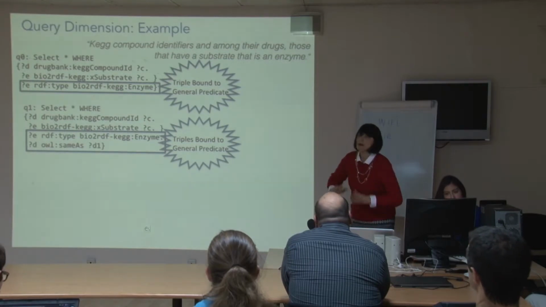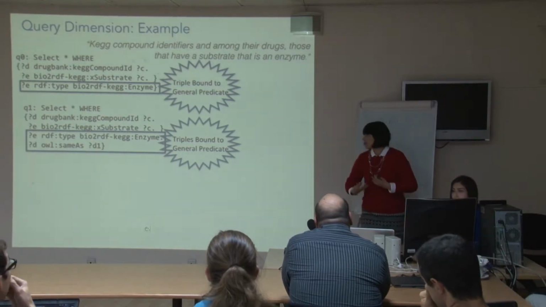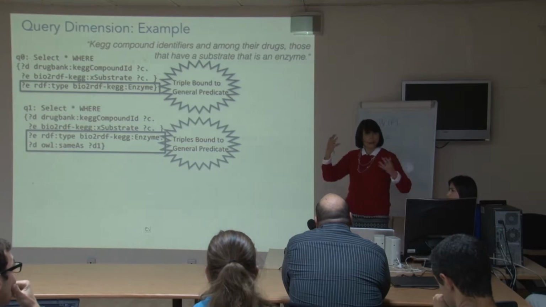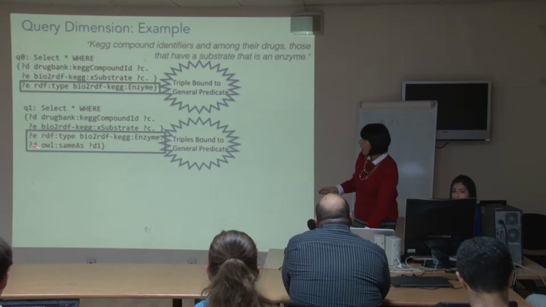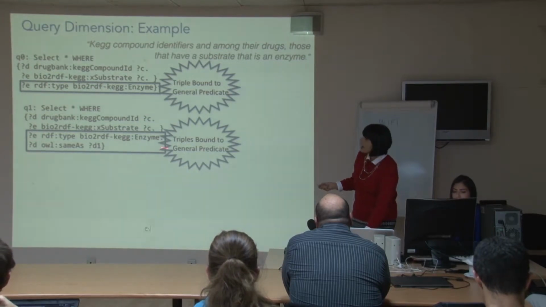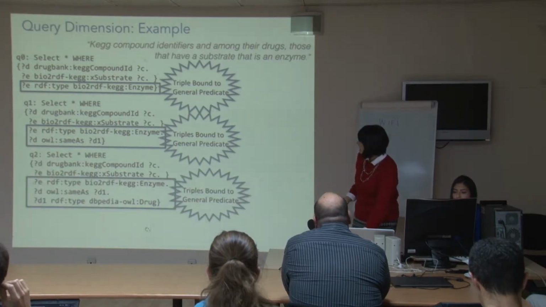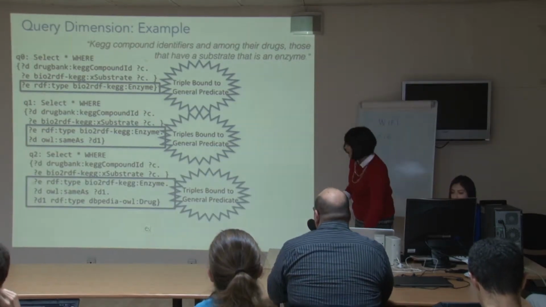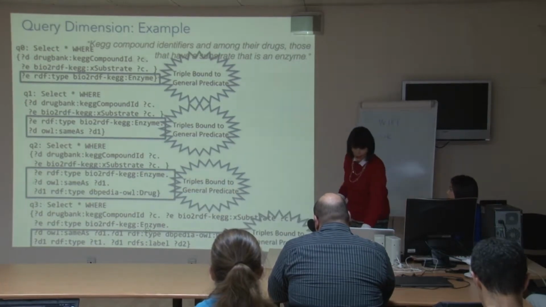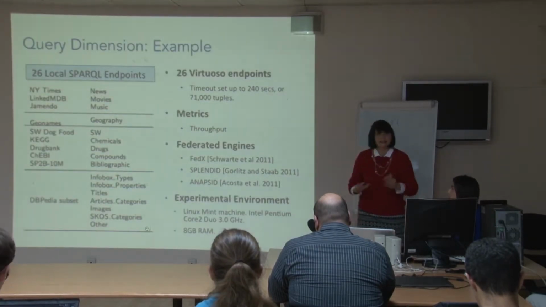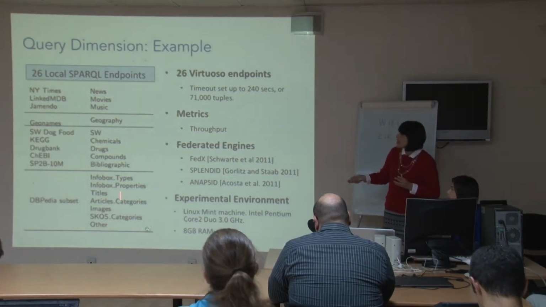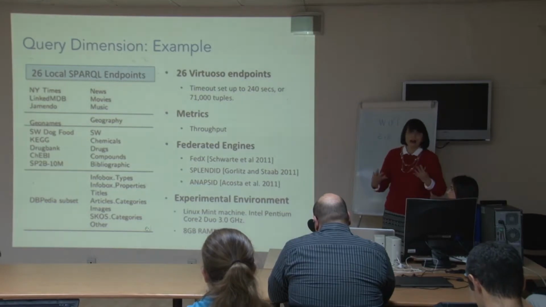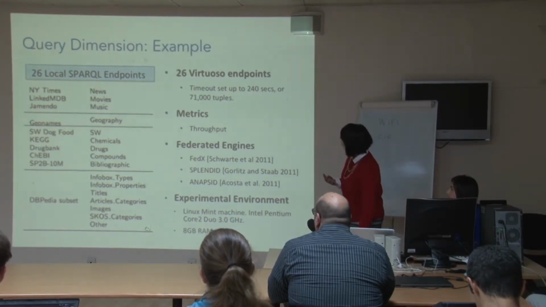In the second query, I want to get that type of drugs, but also I want to get the equivalent drugs in different data sets. So in this case, I have owl:sameAs, and here I have two triple patterns bound to general predicates. Here I have 3, and here I have 4. But what is the idea? The idea is that we evaluated these 4 queries against this federation of endpoints, and this federation of endpoints are from FedBench.